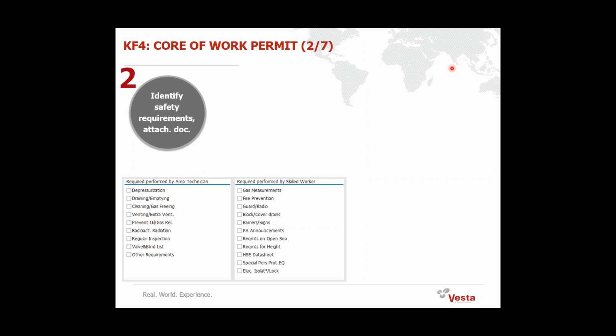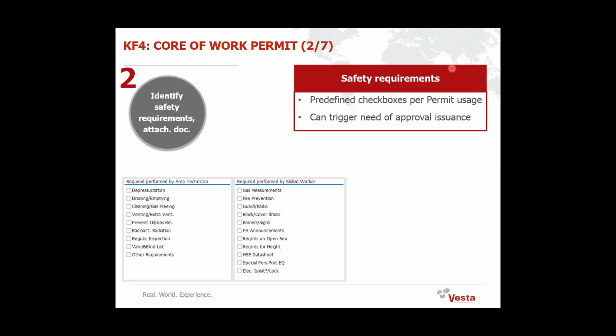Okay, next part of the core is to identify the safety requirements and the possibility to attach documents. So here you see within work permit management you have a screen available on which you can use all kinds of checkboxes to identify which safety requirements are needed. And every checkbox that you see there has a possibility to trigger an approval issuance in the background.